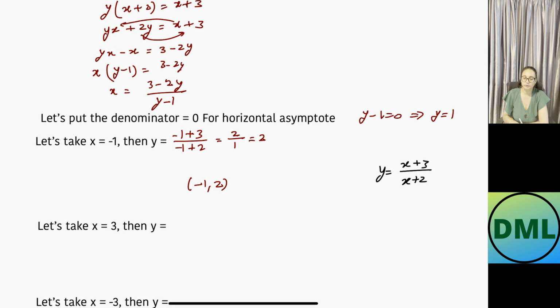Let's put x equals 3 here. y will be written as (3 + 3) divided by (3 + 2), which will be written as 6 over 5. My coordinate will be (3, 6/5). That will be my coordinate.